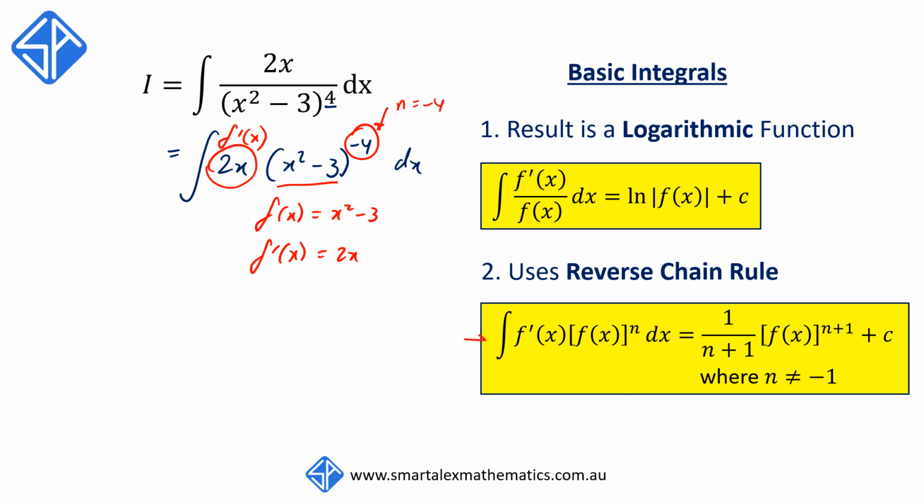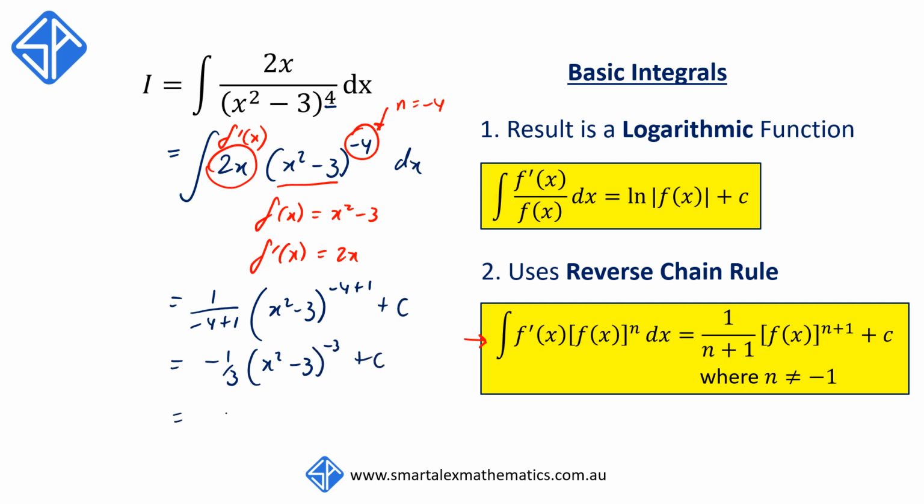So we can use the reverse chain rule to integrate this, and we're going to get 1 on n plus 1, which is 1 on -4 plus 1, times f of x to the n plus 1, which is x squared minus 3 to the power of -4 plus 1, plus c. And if we simplify this, we'll get minus 1/3 times x squared minus 3 to the -3 plus c. And simplifying further, we'll get minus 1 on 3 times x squared minus 3 cubed plus c.